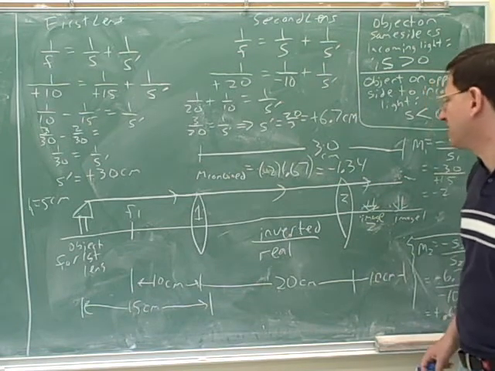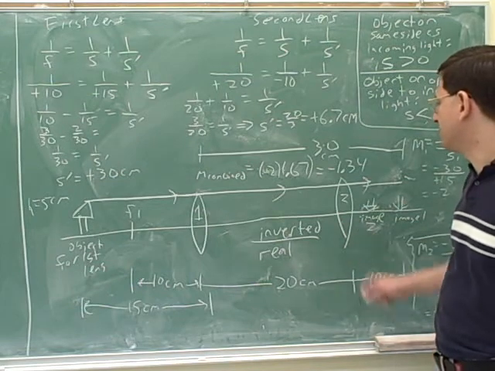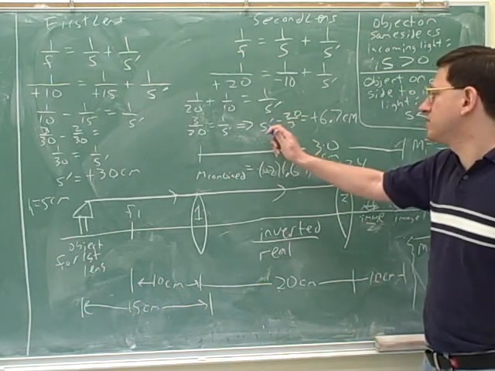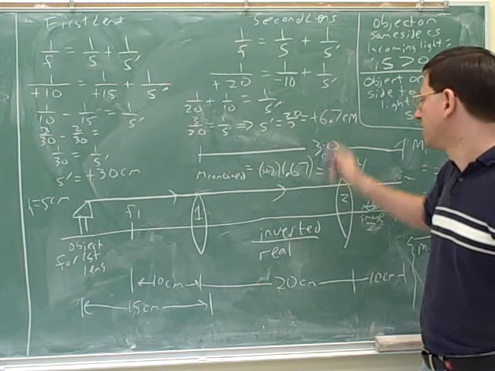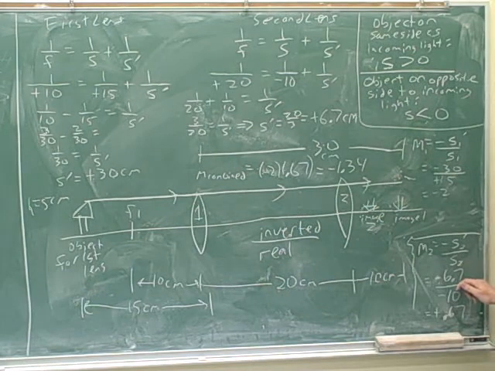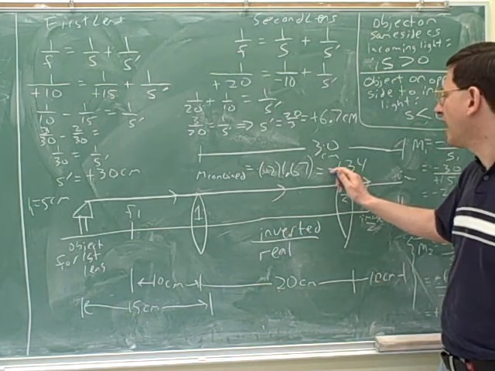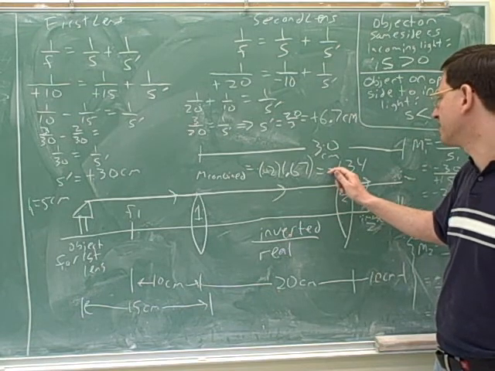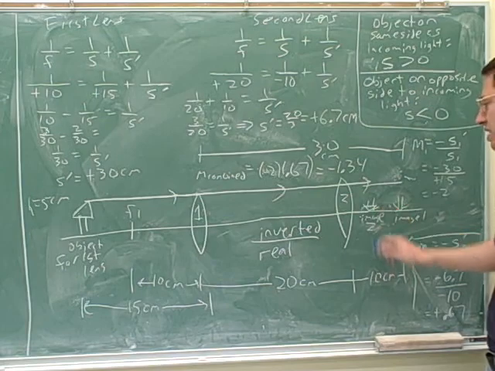So actually, the easiest way to find the characteristics of the final image is this: the image distance from the second lens tells you right off the bat whether it's real or virtual. And you can find the combined magnification by finding the individual magnifications, and then that tells you immediately what the overall magnification is and what the sign is. And then you don't have to worry about tracing through from image 1 to image 2, because that's kind of confusing.